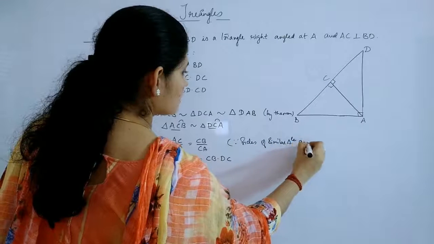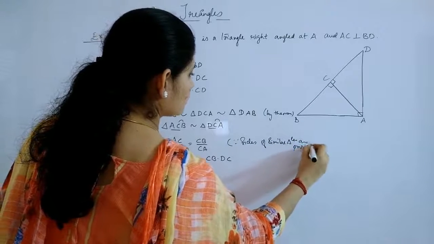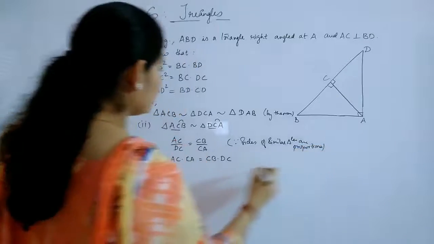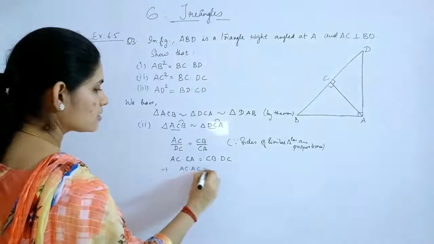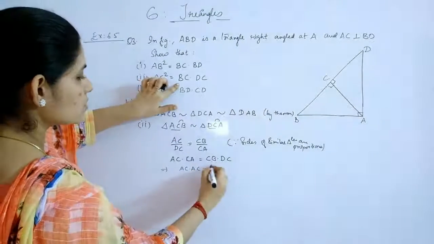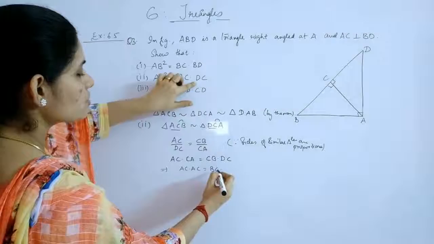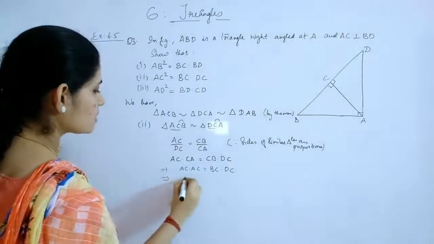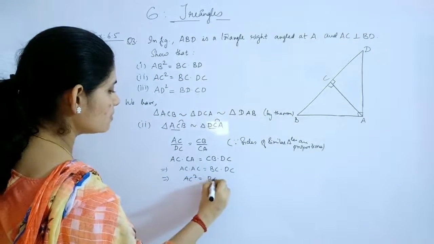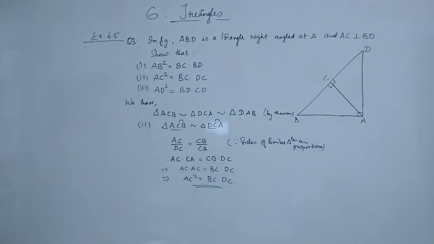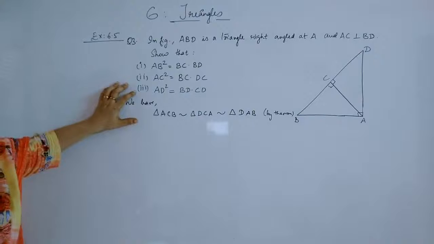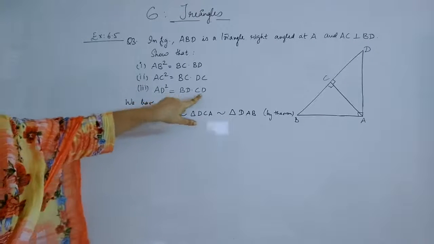Similar triangles are proportional. Okay, so here again you can write AC into AC is equal to BC into... so CB can be written as BC into DC, or you can say AC square is equal to BC into DC. Understood? Third subdivision is AD square is equal to BD into CD.